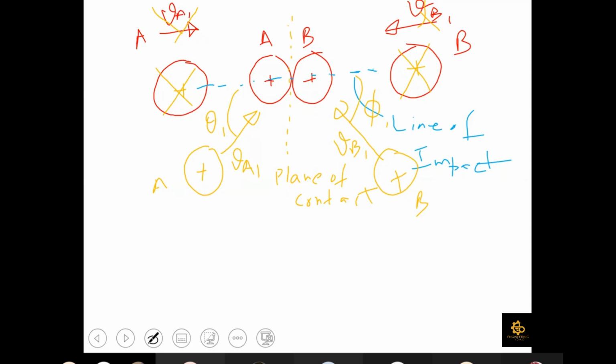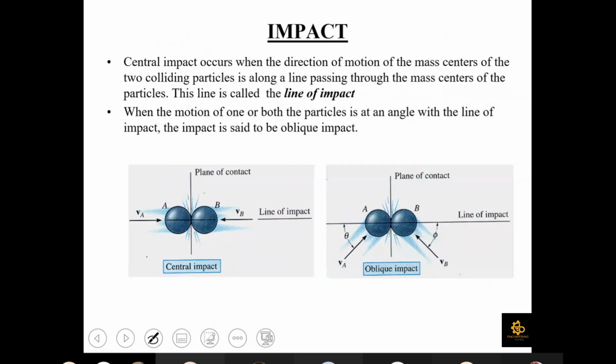So in oblique impact, one or both particles, instead of traveling along the line of impact, travel at some angle to the line of impact before collision. That particular type of impact is termed as oblique impact. I hope that now the definitions of central and oblique impact are clear to all of you. Yes, sir. Yes, sir. Okay.